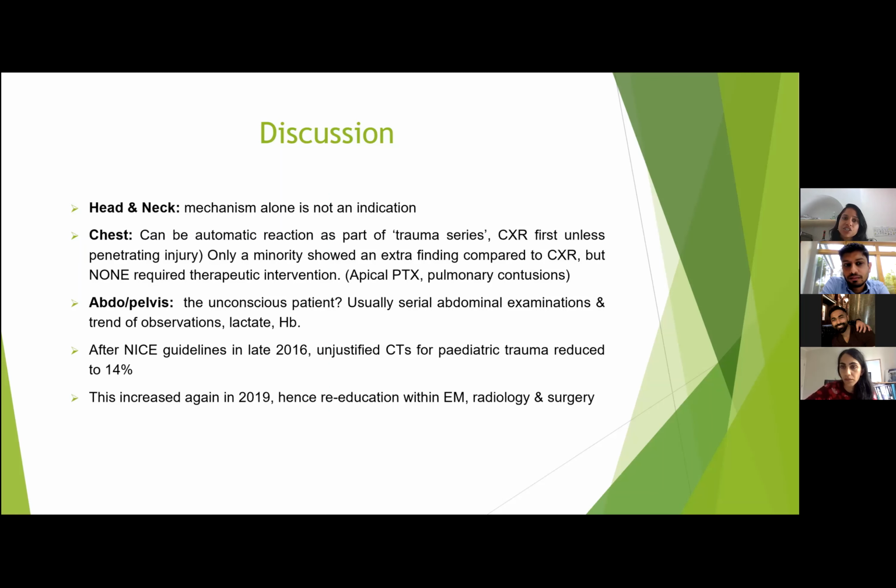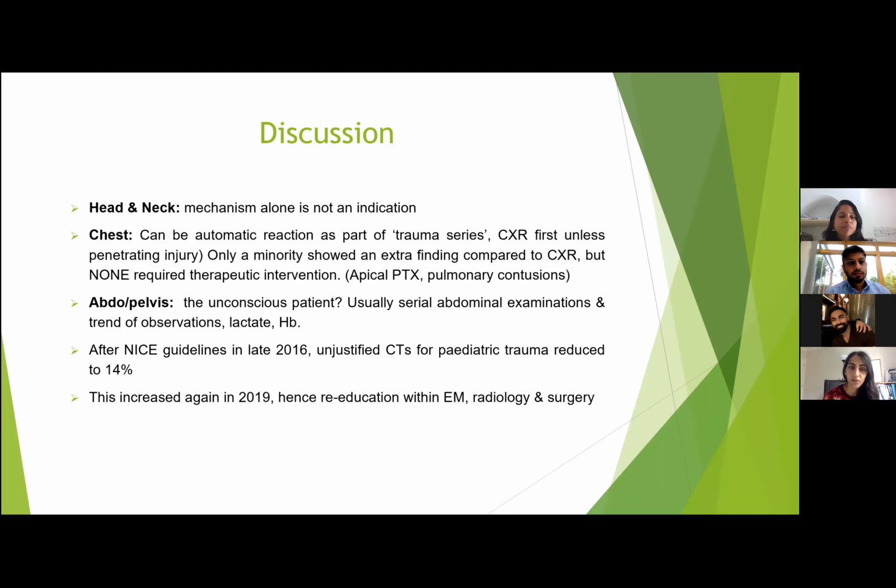But actually the guidance shows that, as mentioned in the first case, mechanism alone is not an indication to do head and neck CT. You actually need another risk factor. And then for chest CTs, you would only do a chest CT if there was a penetrating injury, and you'd always do chest X-ray as first line. And indeed in our own audit, all the CTs that were done, none of them actually had a finding that required an intervention. So the majority were just things like pulmonary contusions, which are treated conservatively, and there were the odd tiny pneumothoraces.